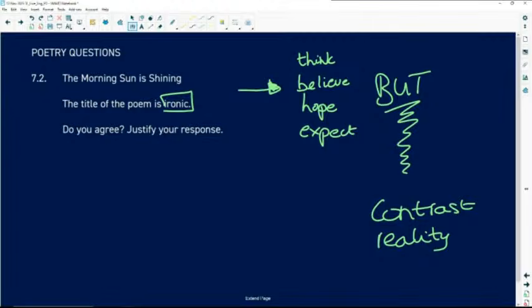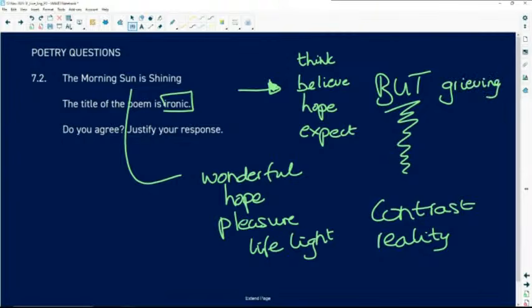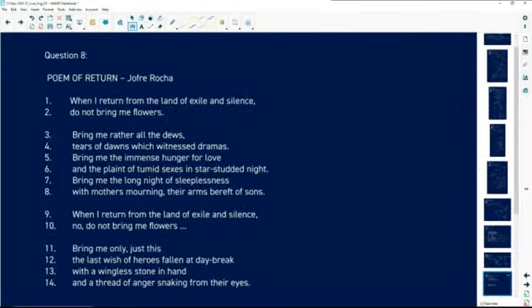Please, please. So, "The Morning Sun Is Shining." The title is ironic. Why? Justify your response. So maybe 2 to 3 marks. So you'd say, the morning sun is shining, we expect it to be a wonderful day. We expect there to be hope and pleasure and life and light and all of those things, but the person is actually grieving for someone who has died. So, irony question. Next one.